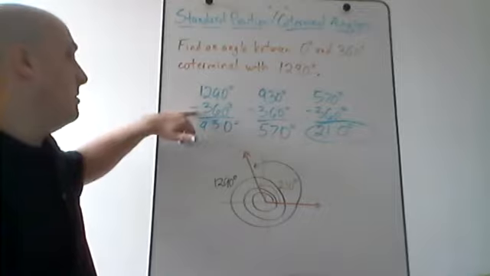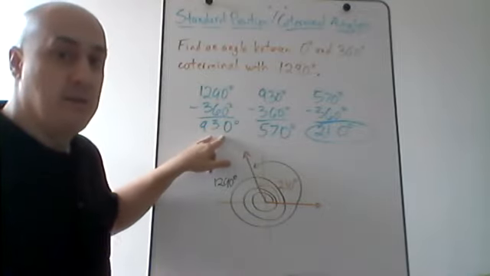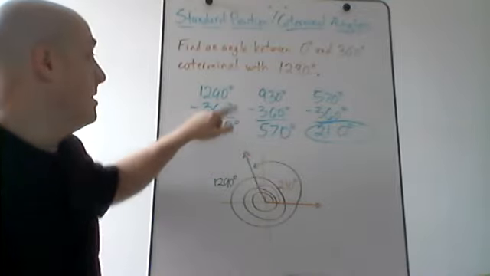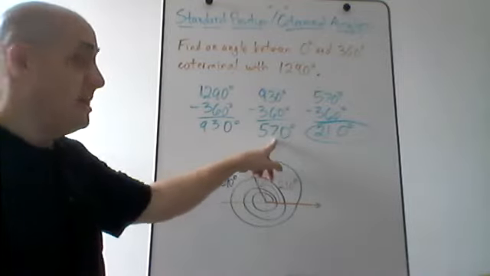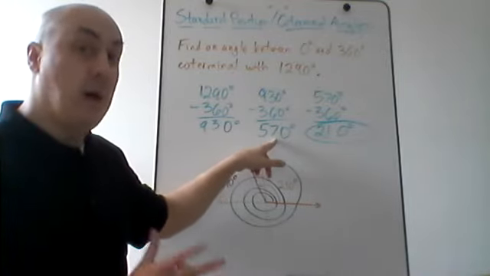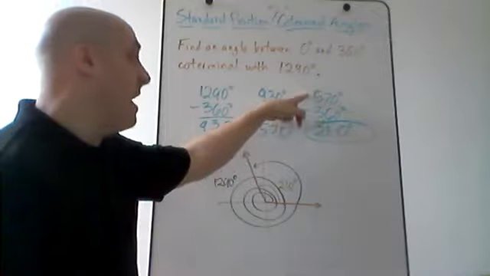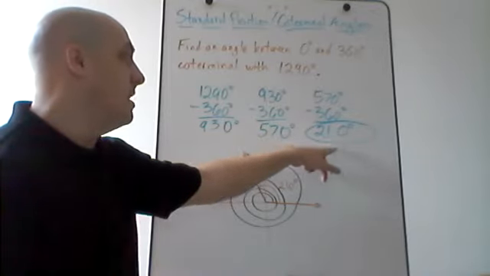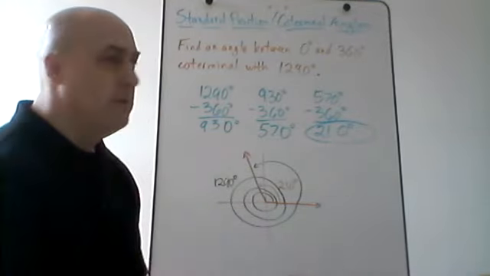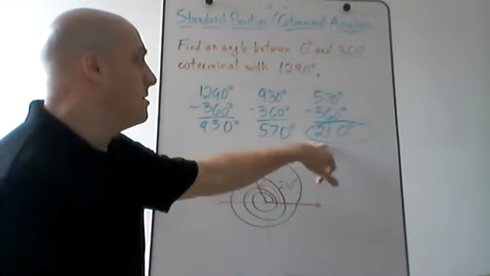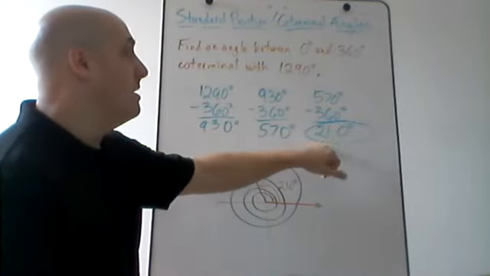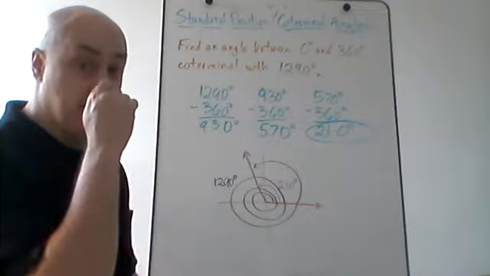So I just do 1290 minus 360, which gives me 930, not between 0 and 360. So I do 930 minus 360, which gives me 570 degrees, still not between 0 and 360. So I do 570 minus 360, and I get 210 degrees. That one is between 0 and 360. So there's my coterminal angle with 1290, and it is between 0 degrees and 360 degrees.